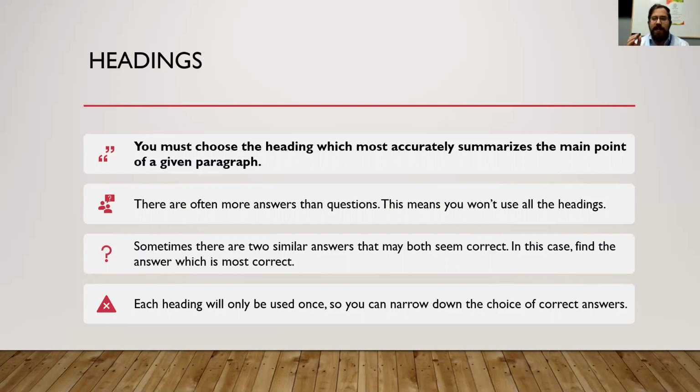Usually, if there is something written in your text that matches very well with one of your heading choices, that's probably the correct answer. Also remember that each heading will only be used once, so you can narrow down the choice of correct answers as you go. By the time you start working on question 5, you've already crossed out 4 other choices. So now instead of choosing from 10 different answers, you only have to choose from 6 different answers.